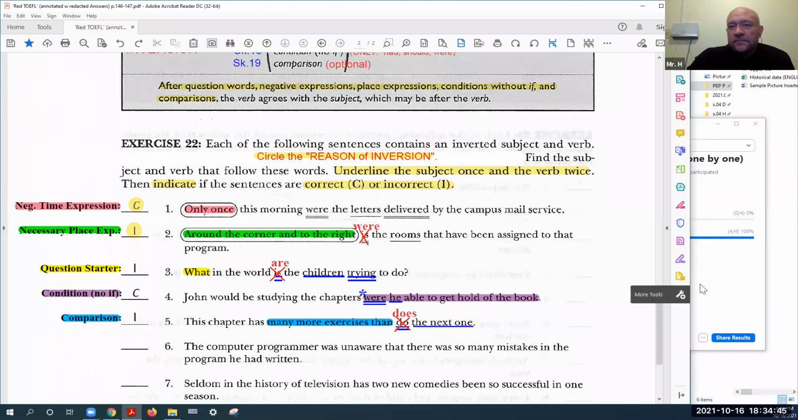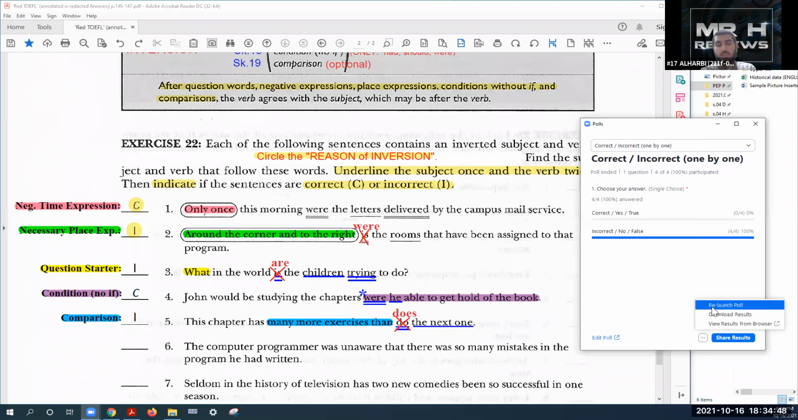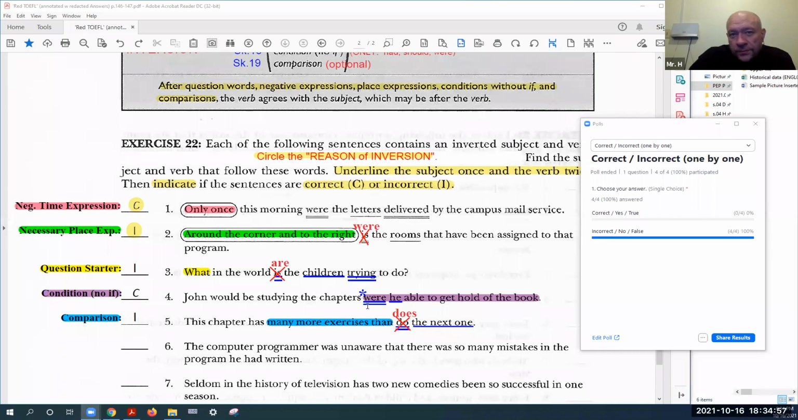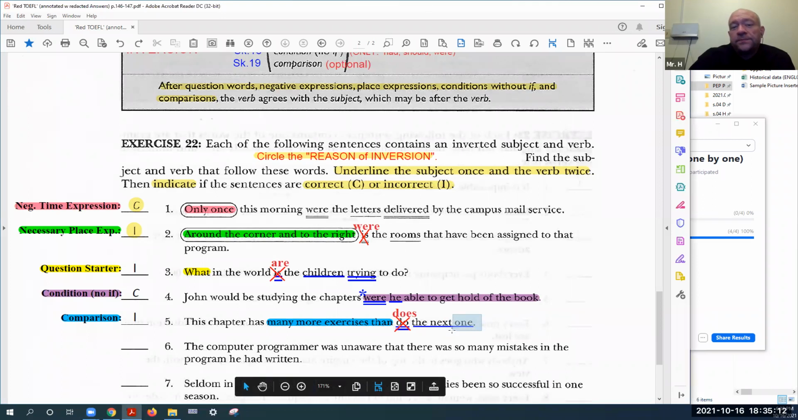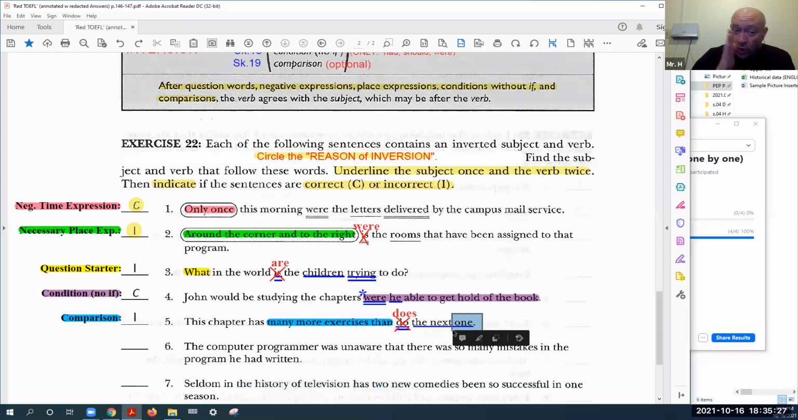Here we go, guys. Next one. I have one question about that. If we reverse do on the next one, can it be correct? Say again. Reverse do on the next one: many more exercises than the next one do. You want to use do? Why do you want to use do? Because 1 is singular, right? I didn't come to school yesterday, but when I saw it, I think we can reverse it and it may be correct. Well, yeah, it's possible to use a normal order, right?